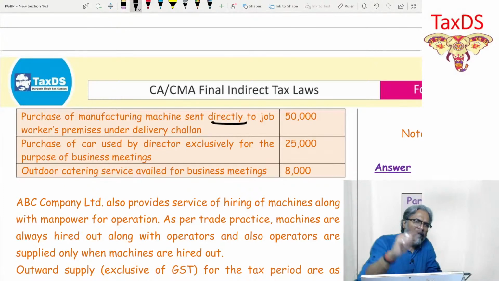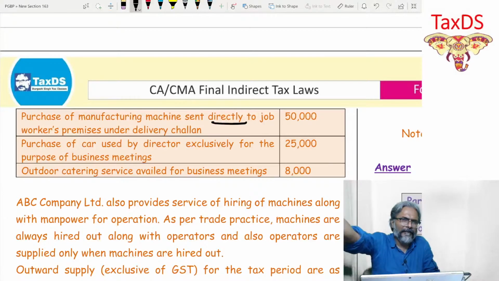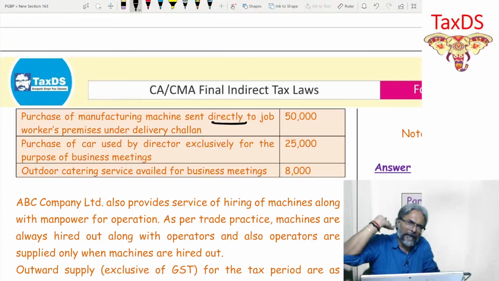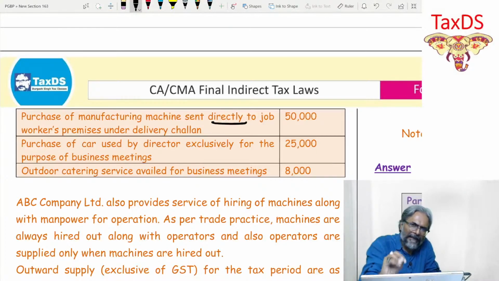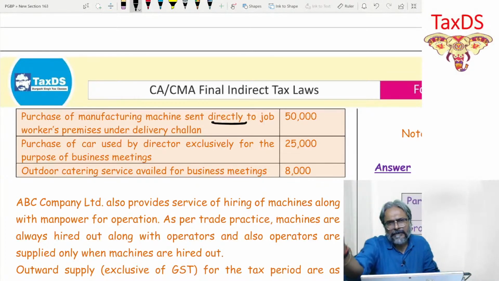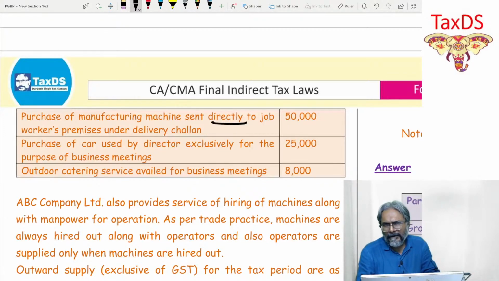Exception number one, if it is made for a similar outward supply, which is outdoor catering, or it is forming a part or element of a composite or mixed supply. Only then will the ITC in respect of inward outdoor catering services be eligible. In this case, the exceptions are not getting triggered and hence no ITC can be claimed, it is blocked.